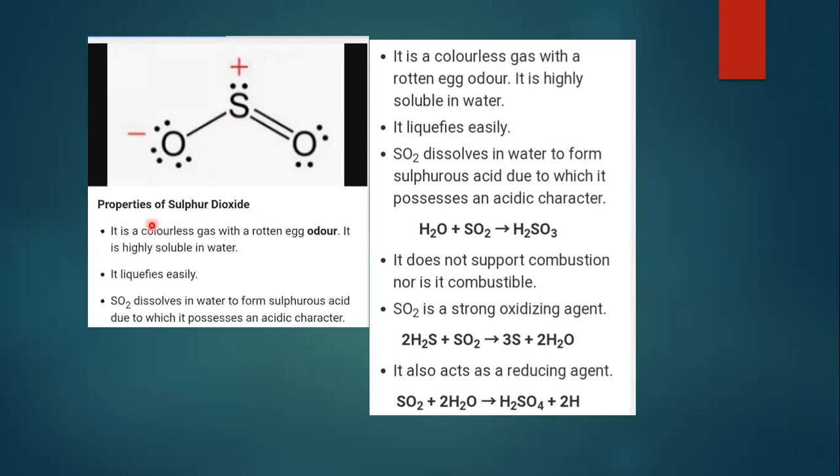Now, the properties of sulfur dioxide: it is a colorless gas having rotten egg smell, highly soluble in water, easily liquefies. Sulfur dioxide dissolves in water and is helpful for the production of sulfurous acid, which is an oxo acid and having acidic character. So now the chemical properties of sulfur dioxide.